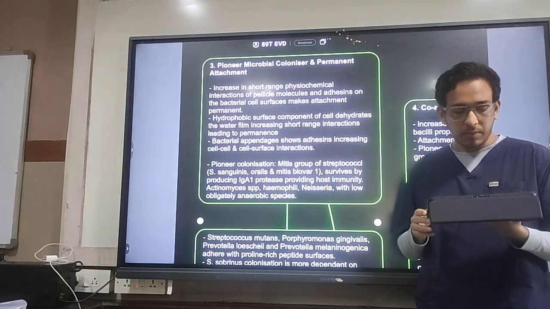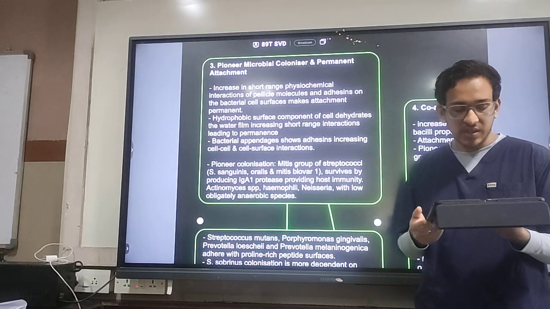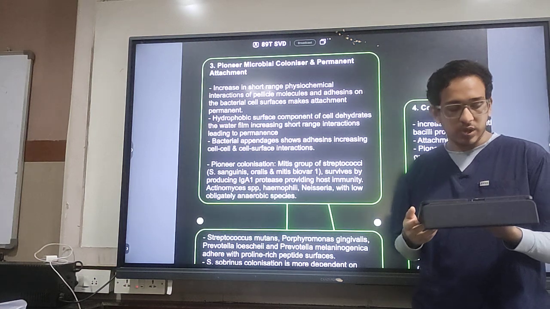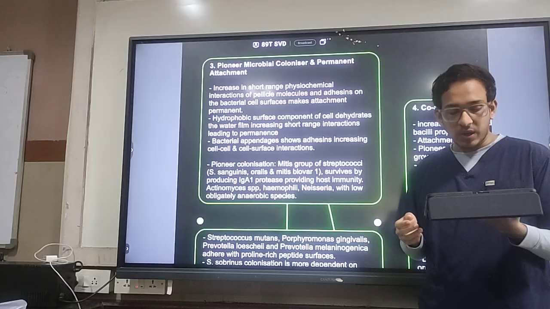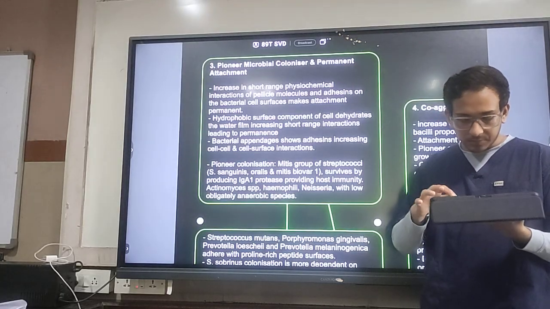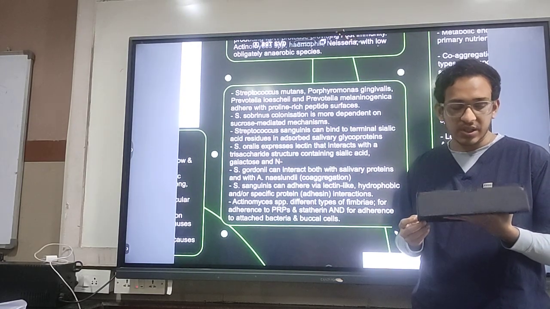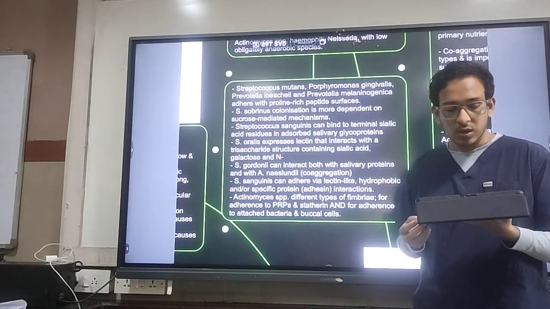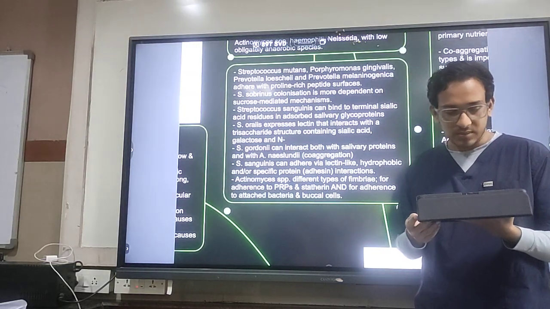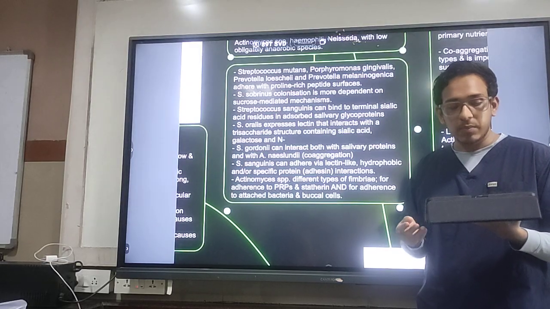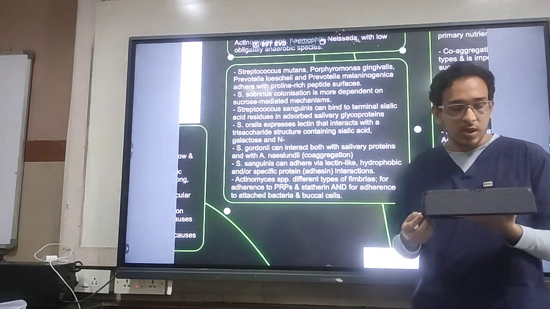Pioneer colonizers: the mitis group of streptococci survives by producing IgA1 protease that provides immunity against the host, and Actinomyces spp., Haemophilus, Neisseria with low obligatory and anaerobic species. Streptococcus mutans, Porphyromonas gingivalis, Prevotella, Lewis, and other species are rich in proline on the peptide surface.